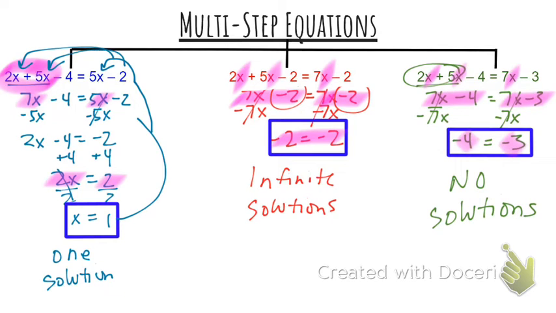Okay? No solutions. So, recap. On my left side, I have an x remaining. x does equal 1. So we call that one solution. My middle equation, I don't have any x values anymore, right? I just have a negative 2 equals a negative 2. That means it's an infinite solution, because no matter what I plug in, it's going to still equal each other. Then my right equation, I don't have an x value anymore. And I have a negative 4 equals a negative 3. We know that is not true, so we call that no solution.